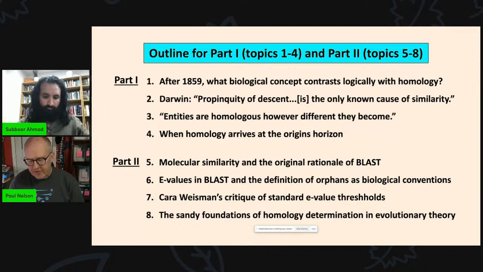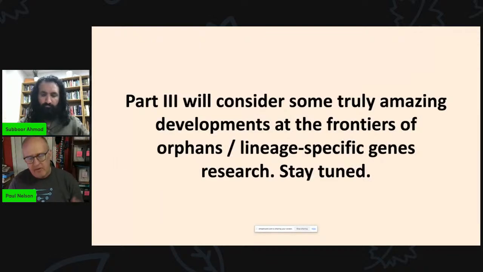So those are the first two parts. In part three, as I said a moment ago, we're going to look at what I find incredibly exciting: some of the developments at the frontiers of this field. So stay tuned for that.